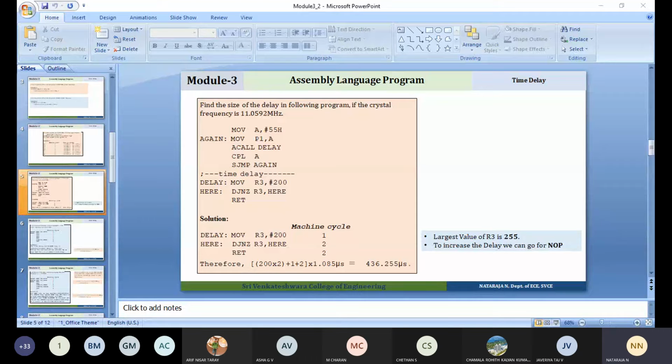Okay, please make a note of this. Very important. They will ask to find the delay, and based on this delay program, what I have shown here as the solution, based on this we are going to discuss some of the programs in this module.